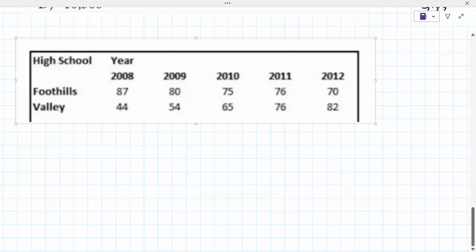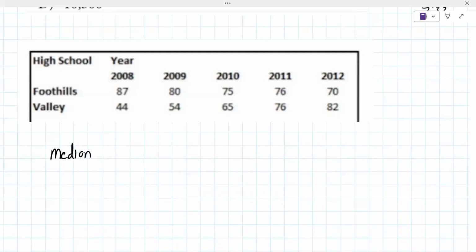Okay, so we're gonna look at a new data set here. You remember a few weeks ago you were doing median? Yes. One of the most important things about median is that you have to put the data in order. You know what I mean by that? Yeah, in order. Okay, so I want you to find the foothills median. What's the median of the foothills?